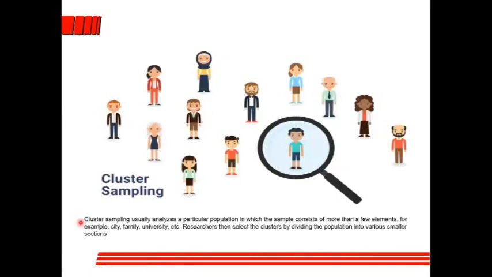For this sampling, it analyzes a particular population in which the sample consists of more than a few elements. For example, we can cluster by city, or based on family, or we can cluster them based on which university they study in. So that can also be used for clustering. And aside from it, researchers select the clusters by dividing the bigger population into various smaller sections.